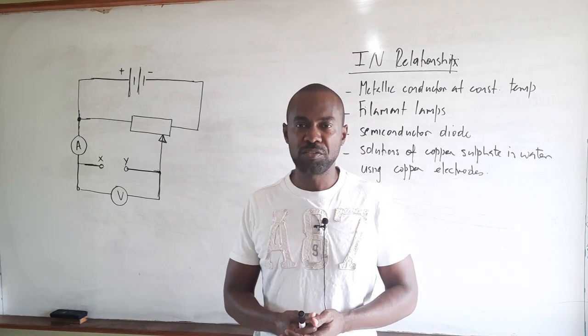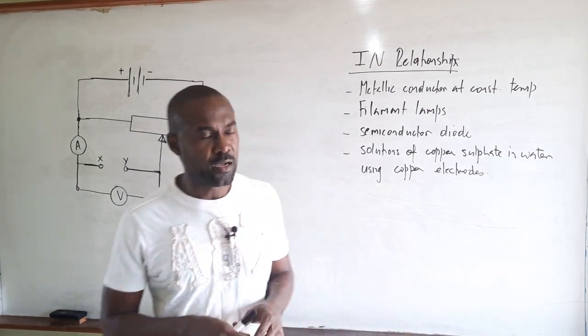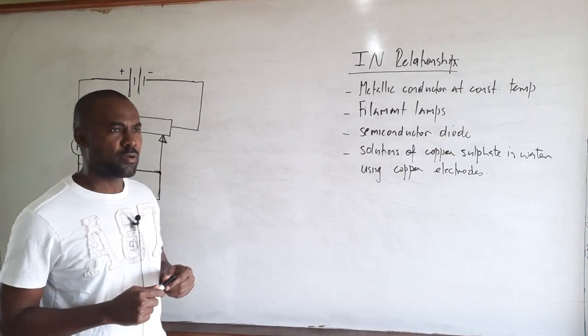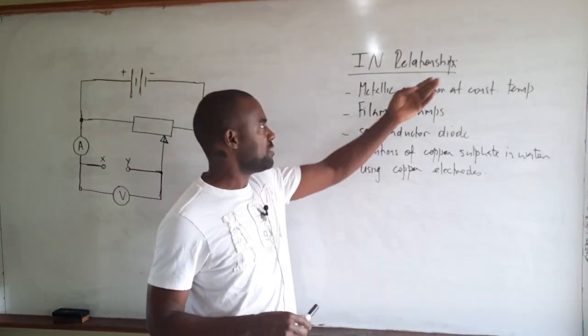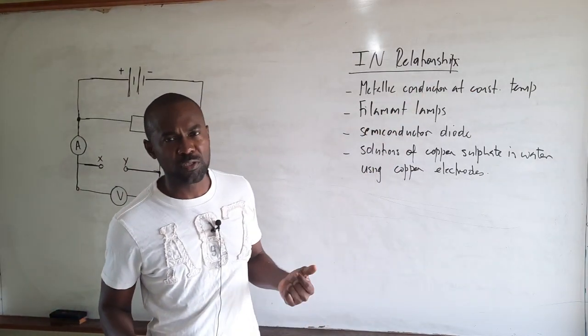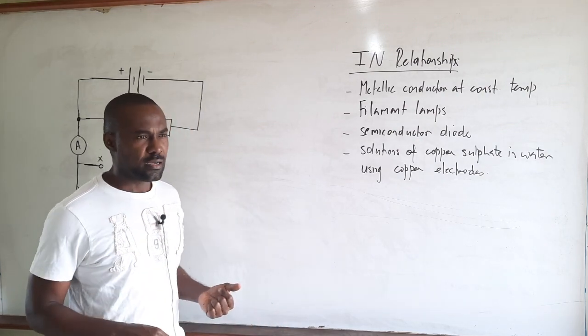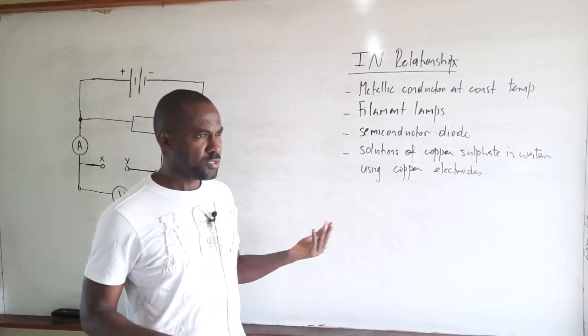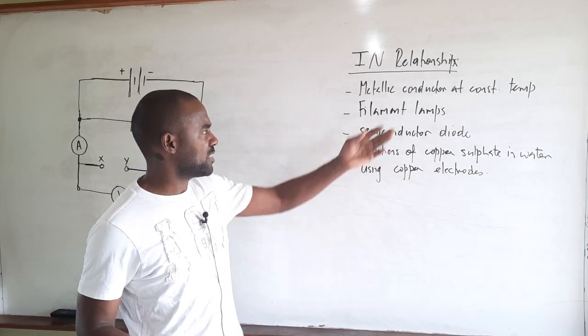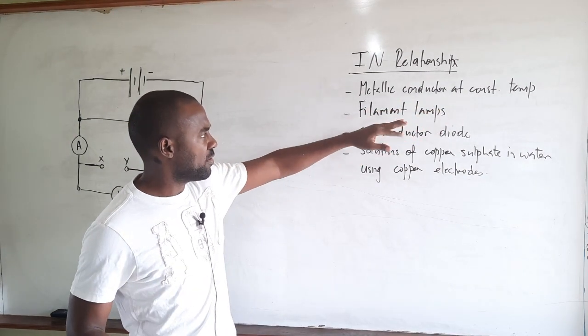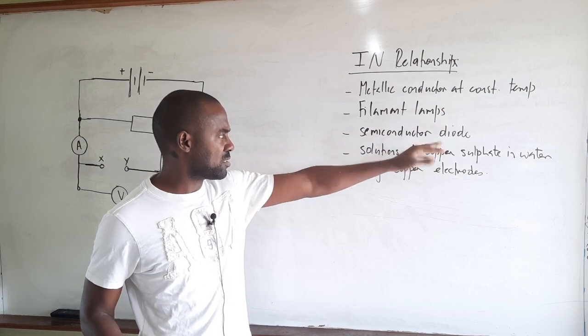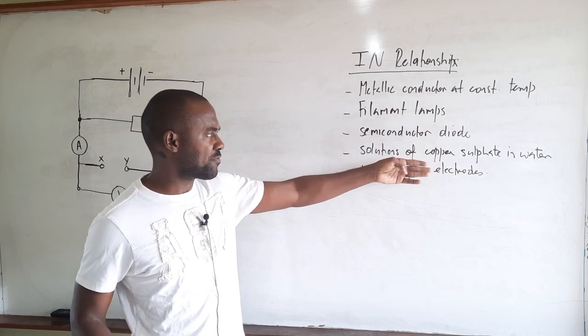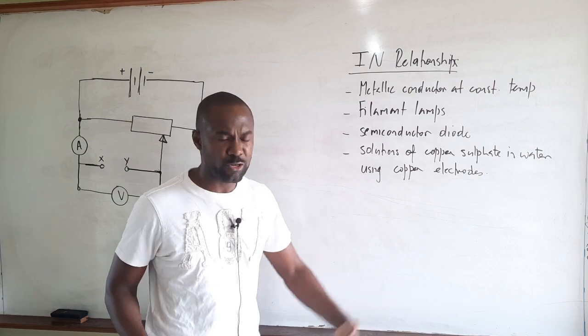In this video, we'll continue to look at electricity. In this particular video, we'll be looking at IV relationships, or more commonly referred to as IV characteristics, and we'll of course be paying attention to certain devices as indicated by the syllabus. So we'll look at the IV characteristics of metallic conductors at constant temperature, filament lamps, semiconductor diodes, and lastly solutions of copper sulfate in water using copper electrodes.